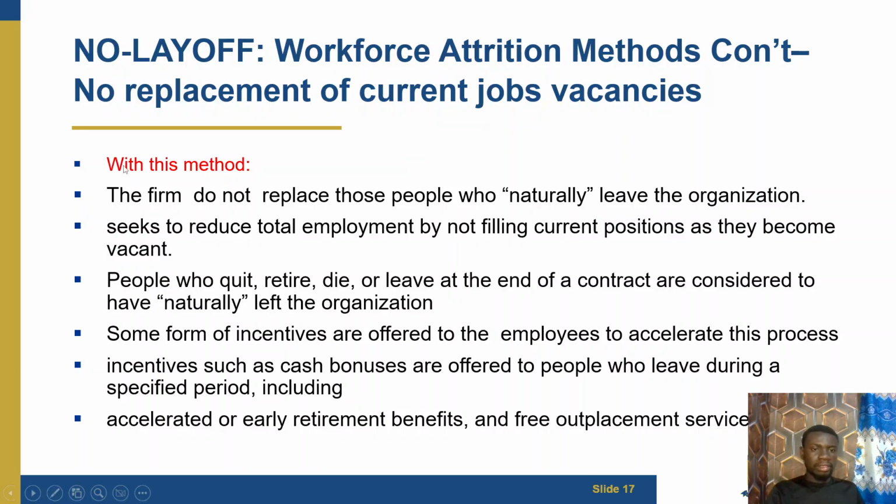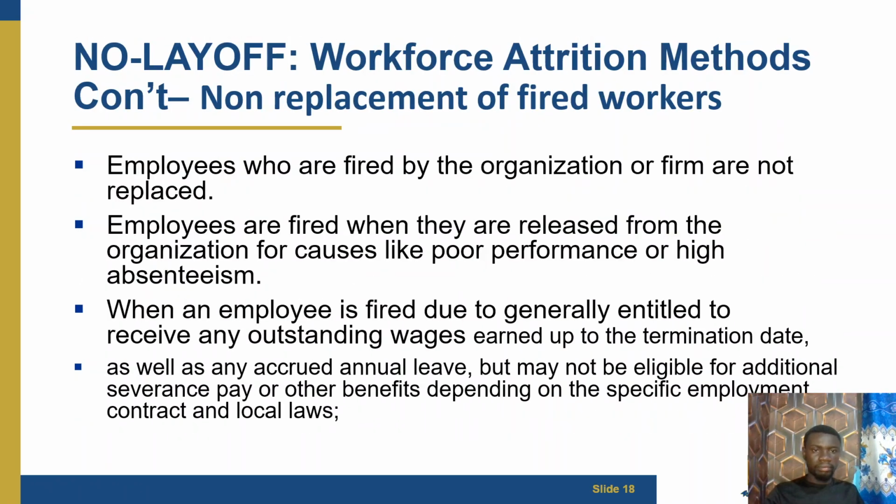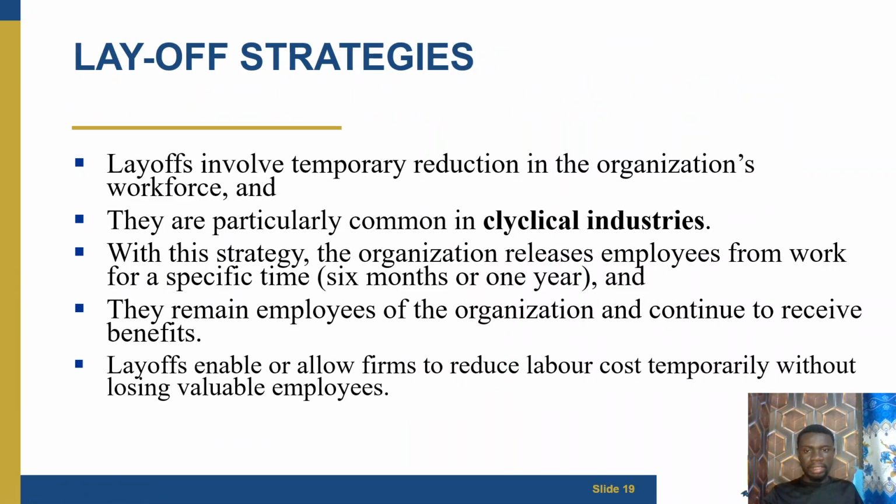So if you look at this point, the firm does not replace those who naturally leave the organization. That is the attrition, as I explained. People who quit, retire, die, or leave at the end of a contract are considered to have naturally left the organization. Yes, so these people are not replaced. That is the attrition method. Employees who are fired by the organization or firm are not replaced. I don't want to be wasting time on the slides because it's loaded.